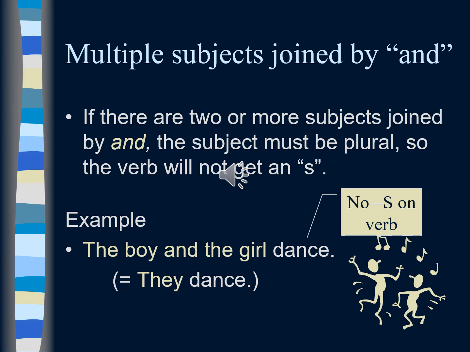So our next rule is dealing with multiple subjects, or what is sometimes referred to as a compound subject. Most often compound subjects are joined by and. All that means is that your subject is more than one. And if you have more than one subject, you must use a plural verb. You have the example below: the boy and the girl dance. And so boy and girl means that the subject is plural, so you must have a plural verb, which will be dance without the S.